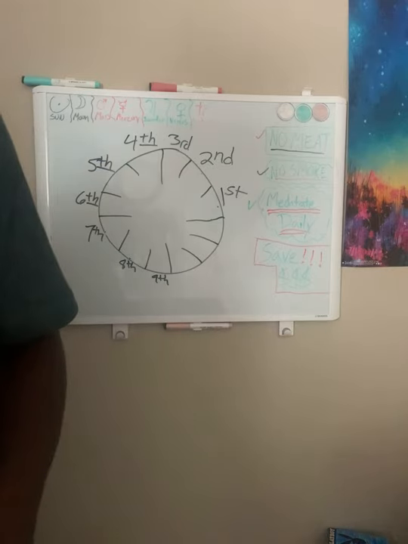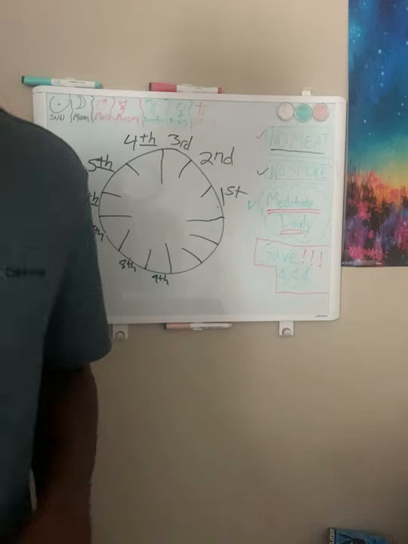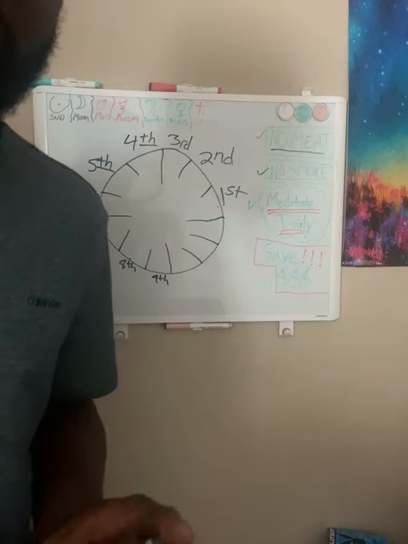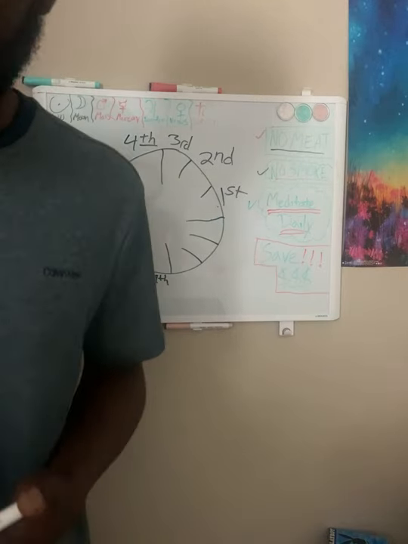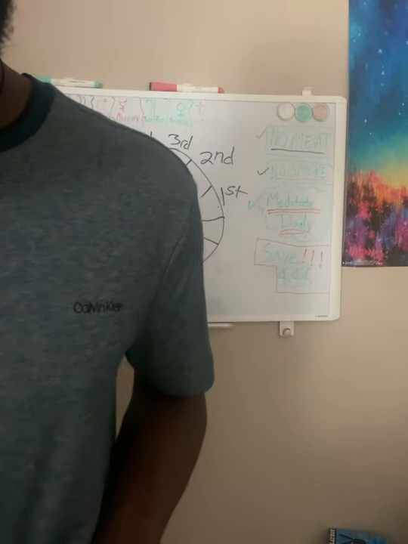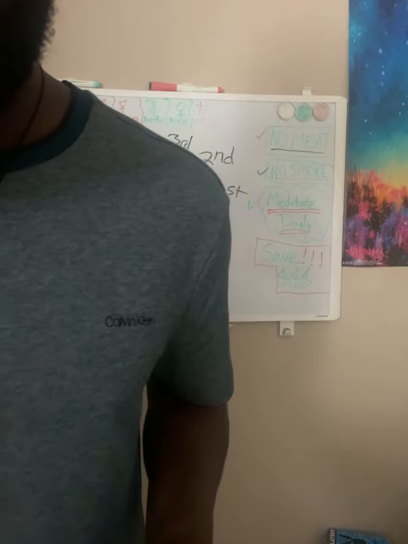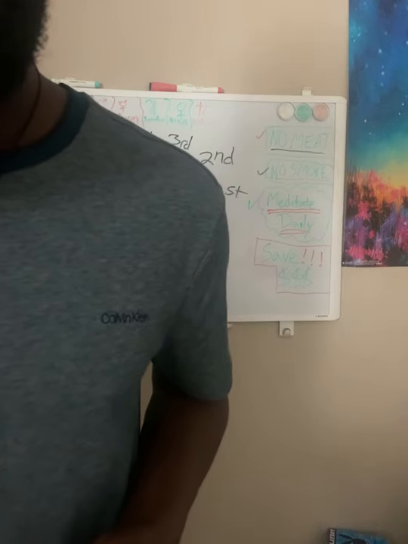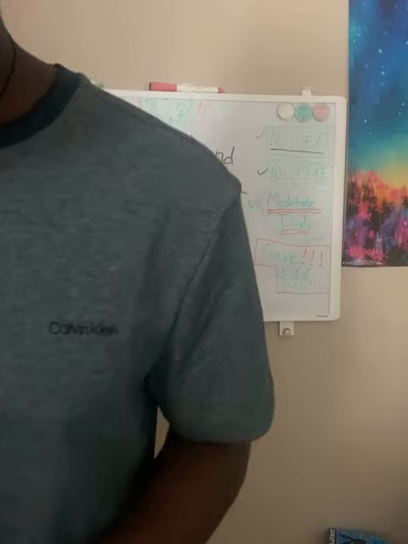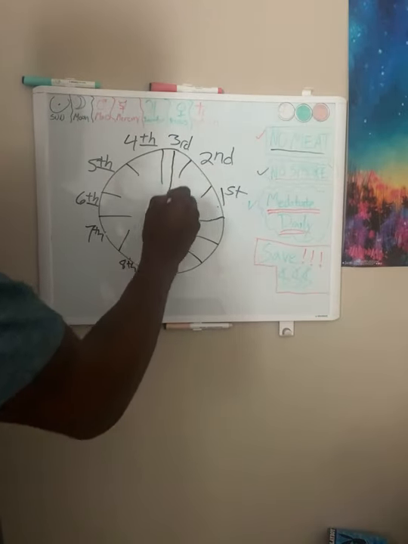Now remember that the third house was the things that we're familiar with, the habits that we create, everyday practices, routines, the comfort zone, siblings. Now it sits opposite of this ninth house, all right?